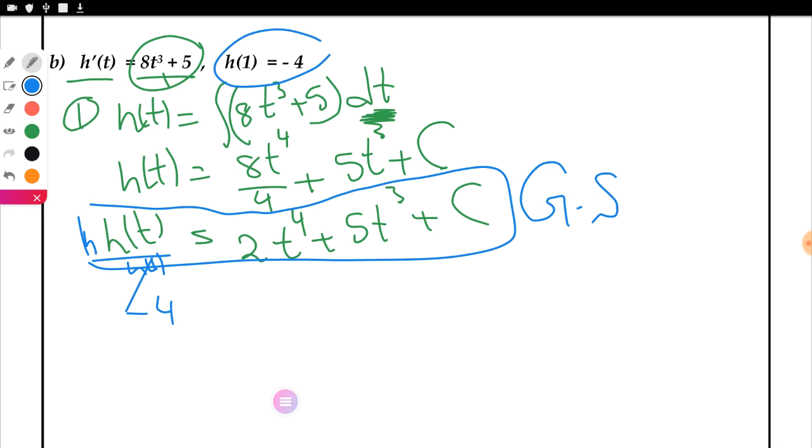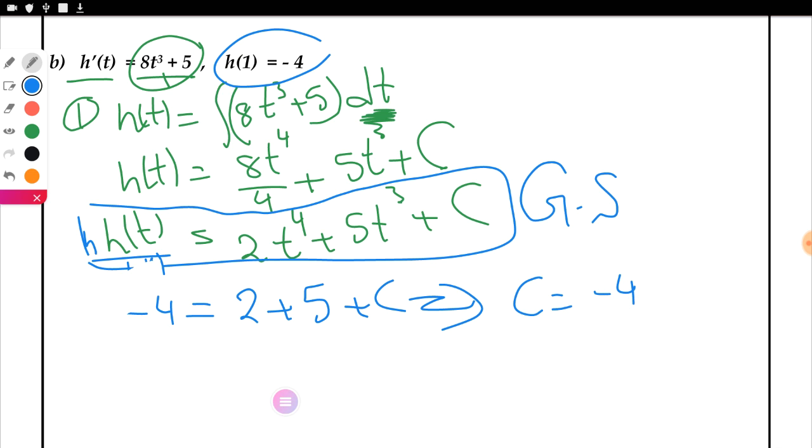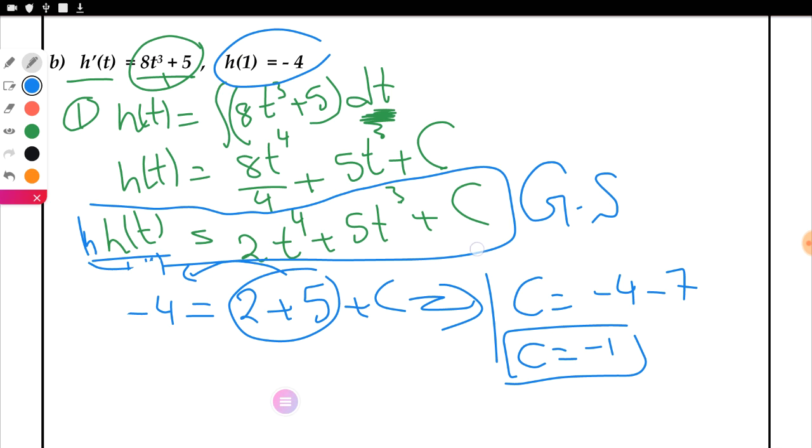Clear? Okay. h at 1 means negative 4, equal. Here, replace t by 1 in the right-hand side. It will be 2 plus 5 plus C. This implies C equals negative 4, and this 7 goes to the other side with opposite sign, minus 7. C equals negative 11. As we replace C in the general solution, we will get the particular solution.